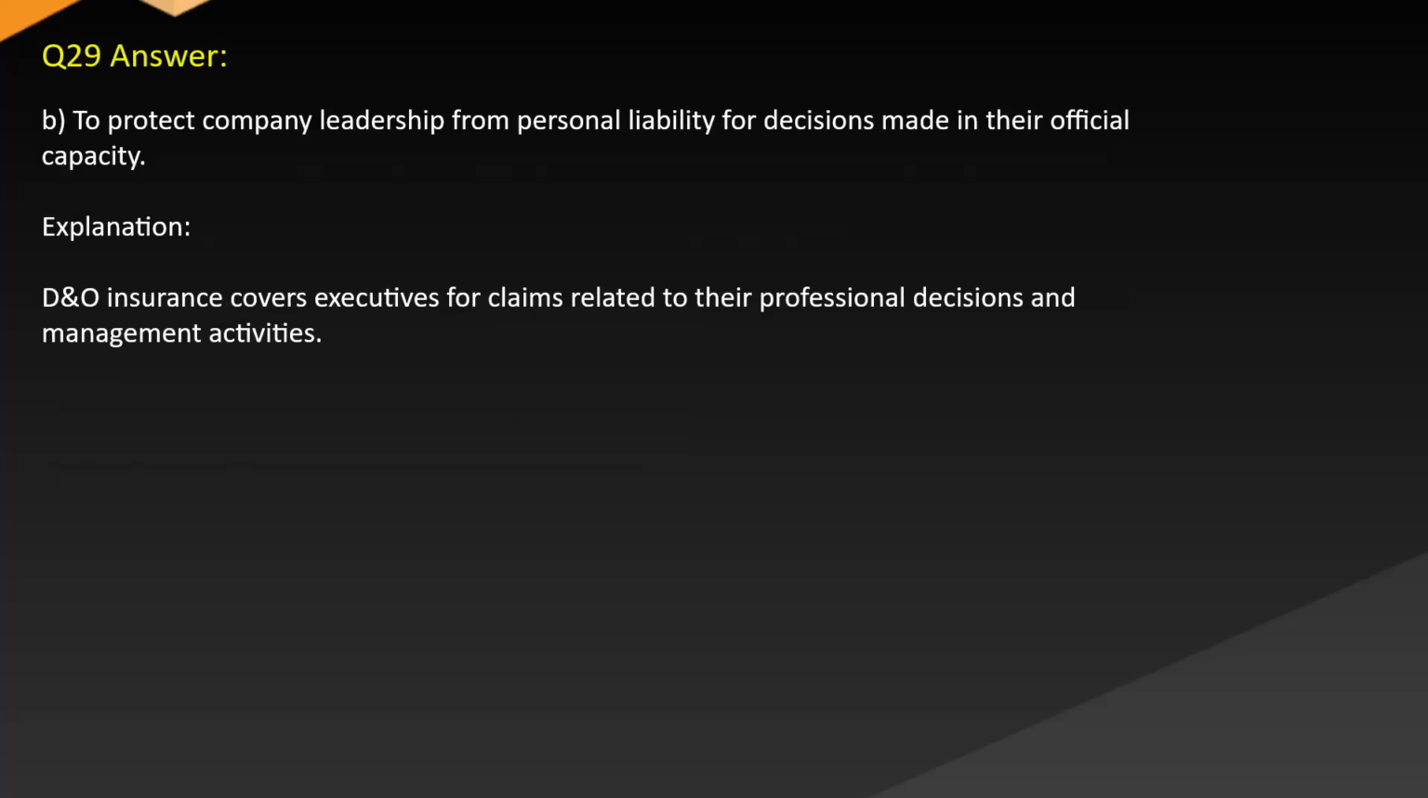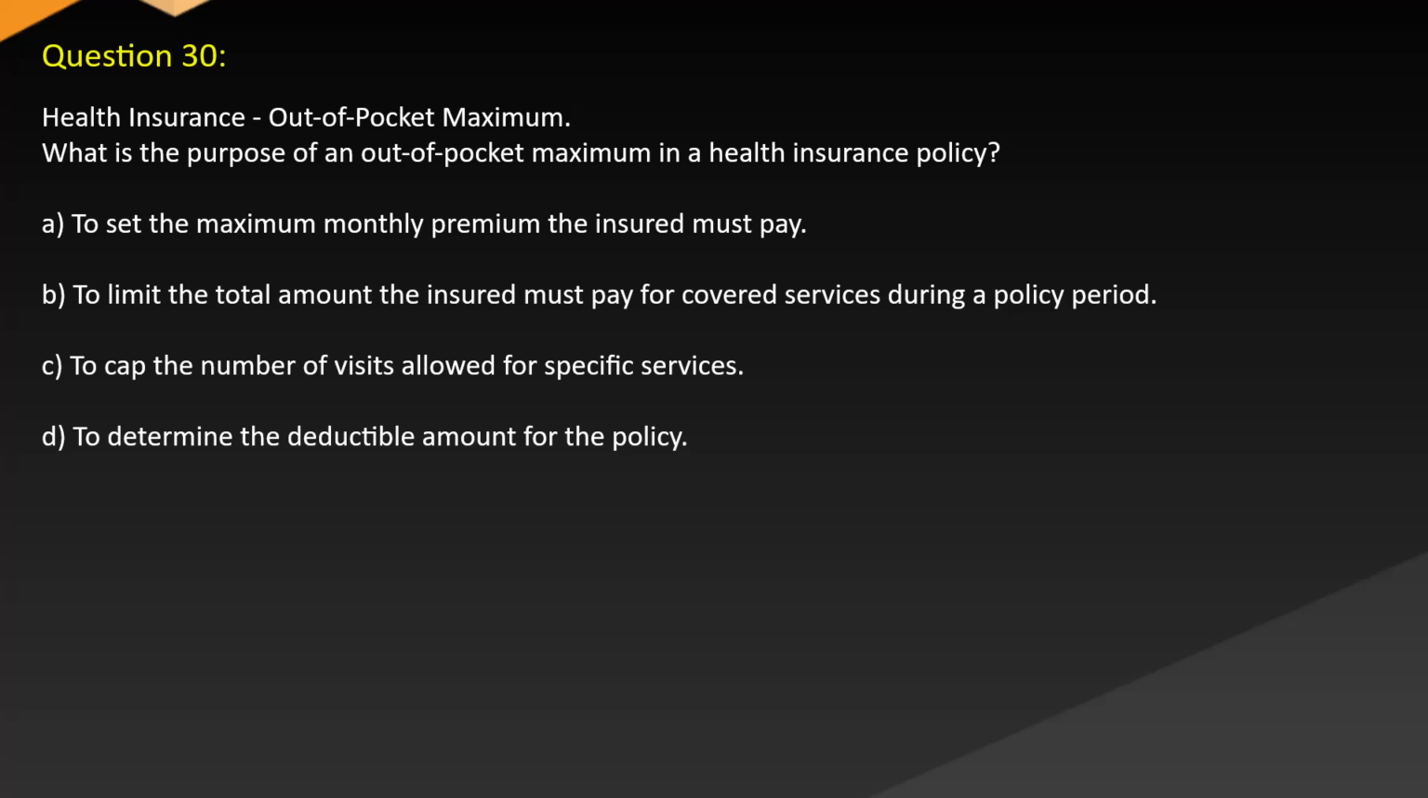Answer: B. To protect company leadership from personal liability for decisions made in their official capacity. Explanation: D&O insurance covers executives for claims related to their professional decisions and management activities. Question 30. Health insurance. Out-of-pocket maximum.